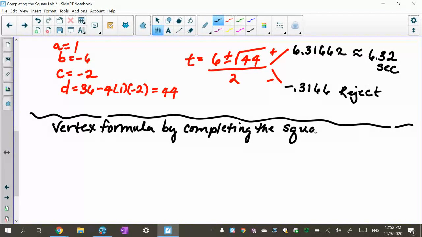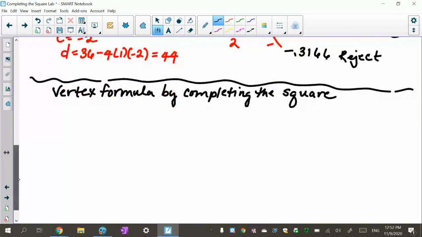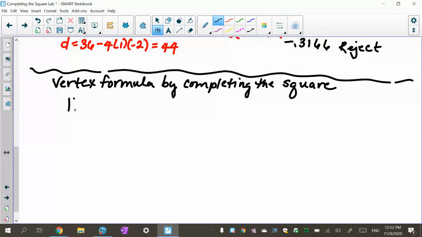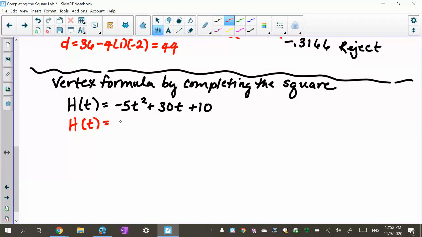You've been doing this algebraically for me, but now we're going to actually use it in the word problem. So now I have h of t equals negative 5t squared plus 30t plus 10. Okay, now I'm going to start completing the square. The first thing I always do is make sure there's just a 1 in front of the t squared. So I'm going to factor out negative 5, which changes all the signs. It's t squared minus 6t plus 2.